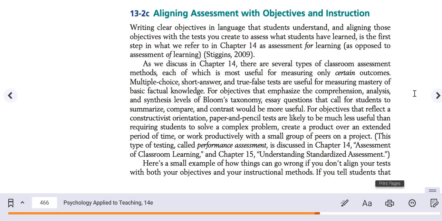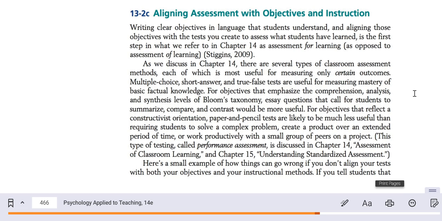Aligning assessment with objectives and instruction. Writing clear objectives in language that students understand and aligning those objectives with the tests you create to assess what students have learned is the first step in what we refer to in Chapter 14 as assessment for learning, as opposed to assessment of learning.